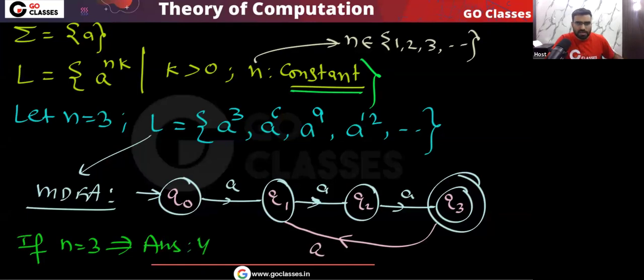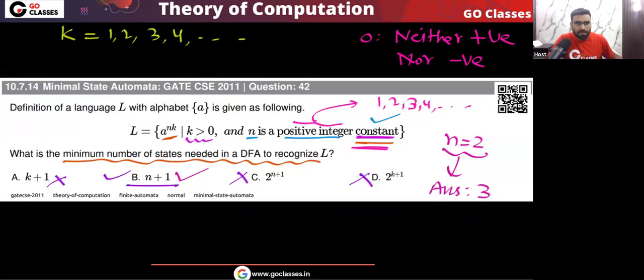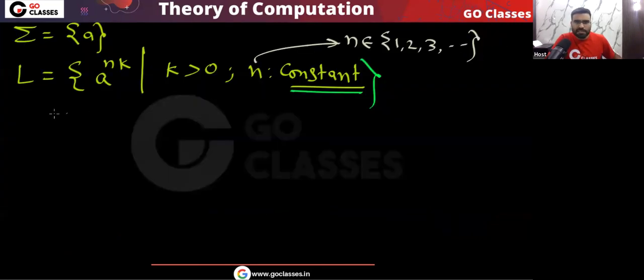Minimal DFA will have 4 states. So you can easily see that the answer will be option B. Now let's see the general case.